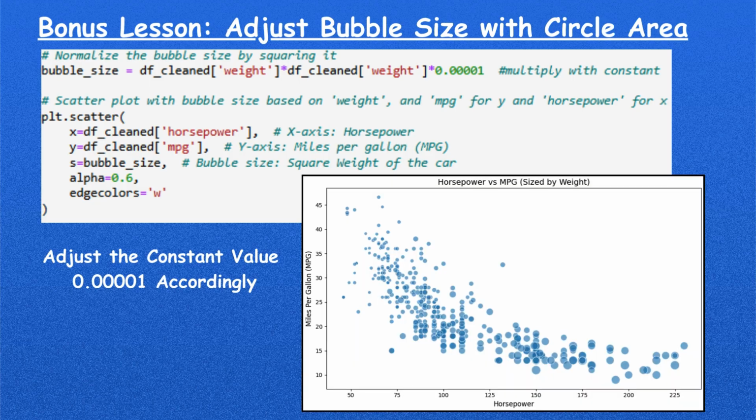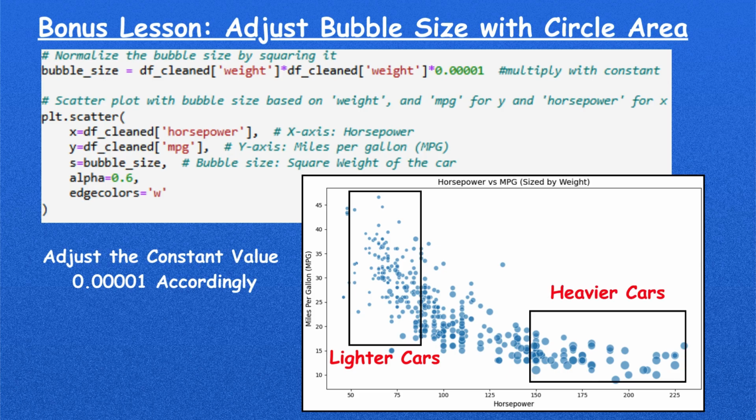Now, the effect is clearer. Smaller bubbles are on the left for lighter cars, and larger ones are on the right for heavier cars, making the relationship between miles per gallon and horsepower more obvious and compelling to the audience.